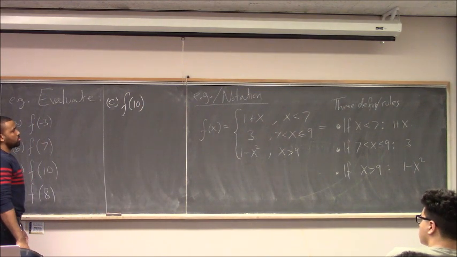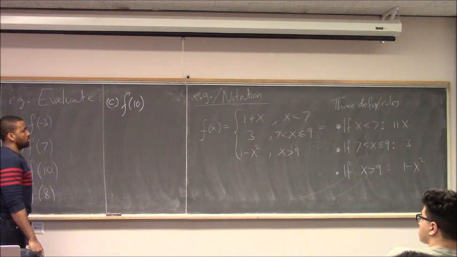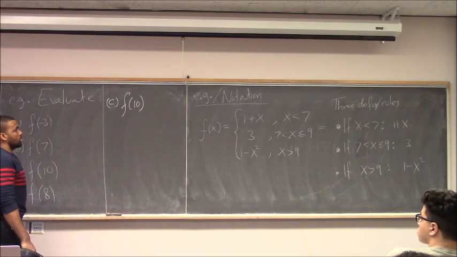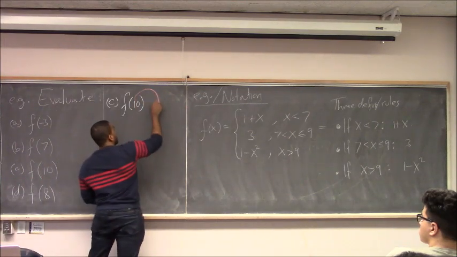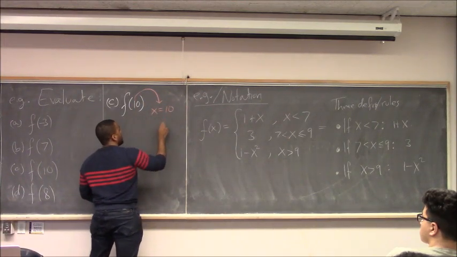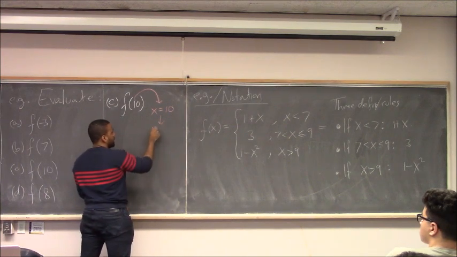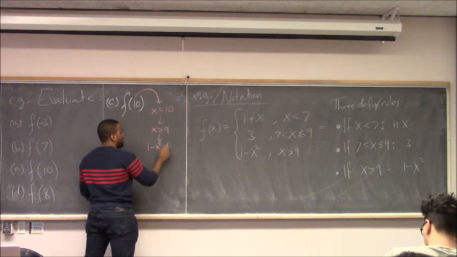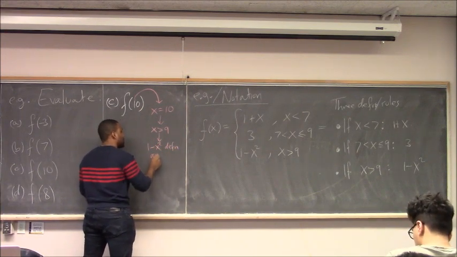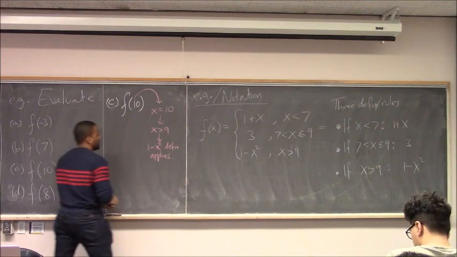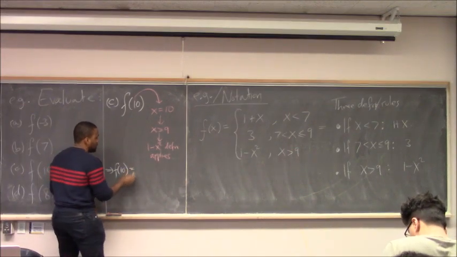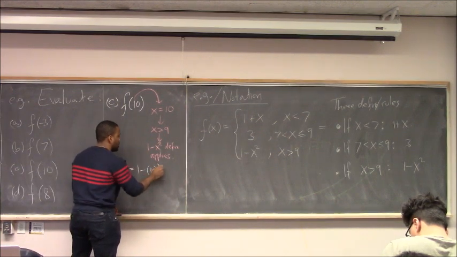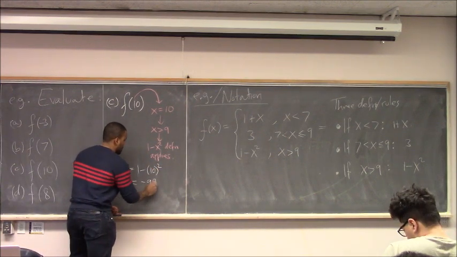1 minus x squared. 1 minus 10 squared. Right, 1 minus 10 squared. Here, you realize that your x is 10. Then you realize, well, that means x is larger than 9. This means that the 1 minus x squared definition applies. And so that means f of 10 is going to be 1 minus 10 squared, which is minus 99.